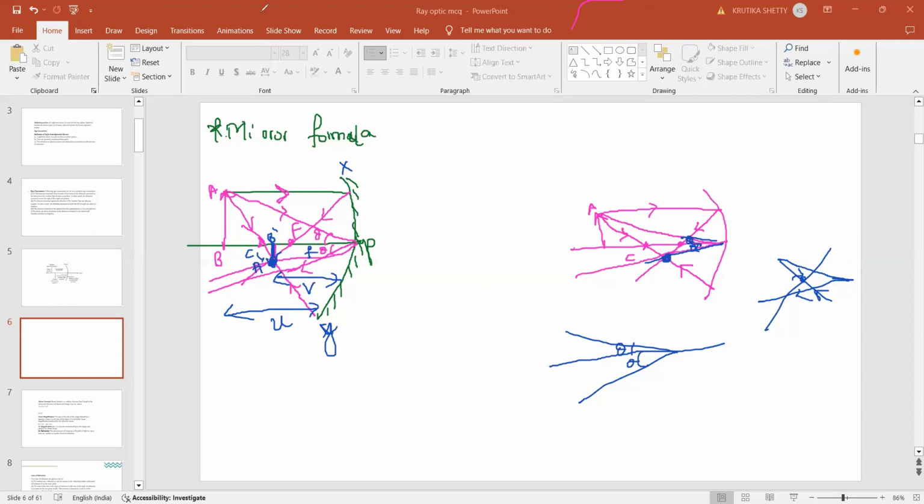Yes, in the figure any doubt is there? If any doubt is there, once again I'll tell you. Please tell me if any doubt is there for the figure. You are free to ask.